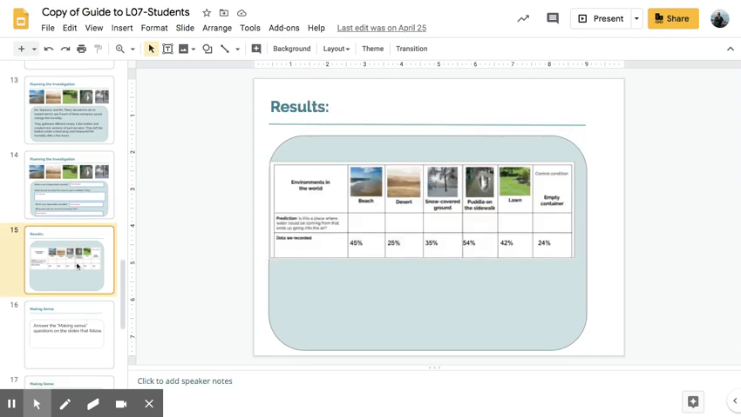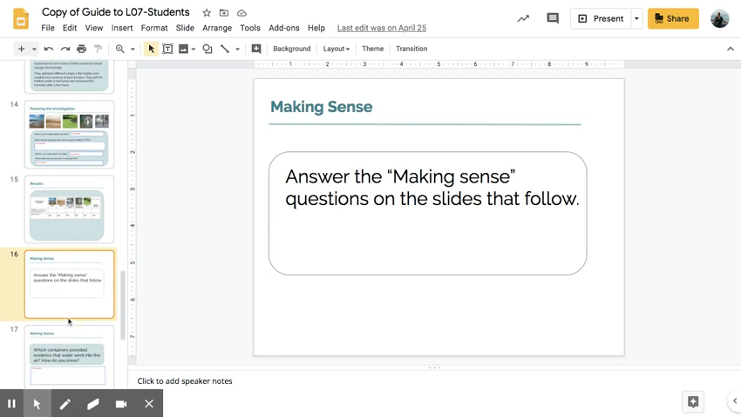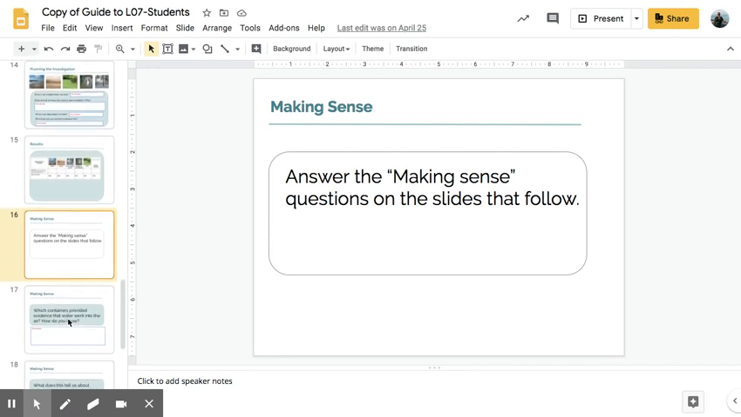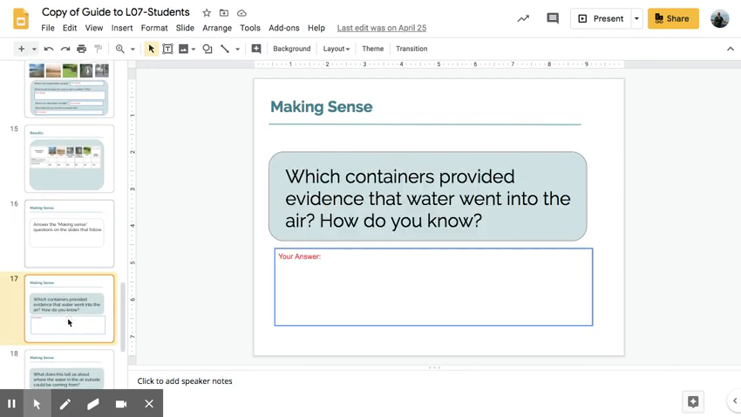Then you have the results. The percentage is the humidity level down here for each environment. Then you are answering the making sense questions. So which container provided evidence that water went into the air? You want to go back to this data. Think about which one or ones had really strong evidence that water went into the air.